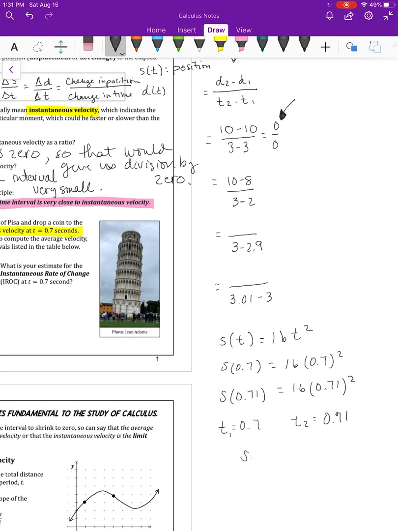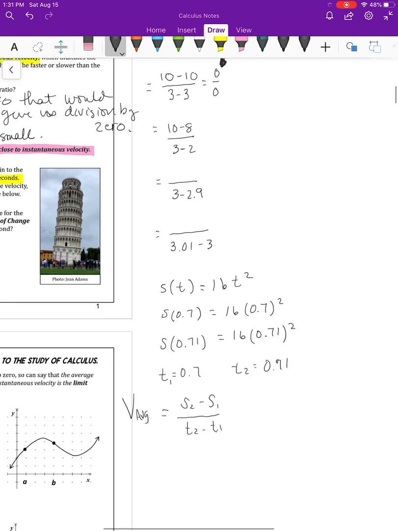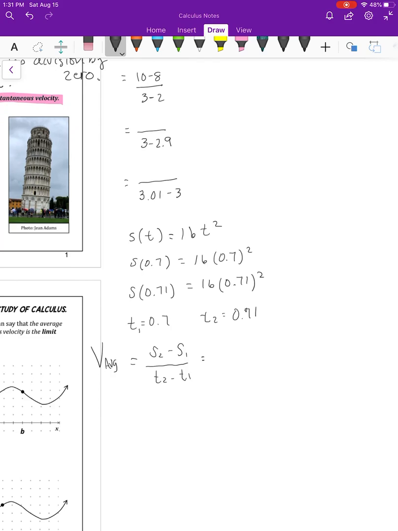If I was writing S of t2 minus S of t1 over t2 minus t1, this is going to be my average velocity, right? And so we said this would be 16 times 0.71 squared minus 16 times 0.7 squared over 0.71 minus 0.7. Go ahead and get your calculator out and calculate this formula. I'm going to go over and do it in my Desmos.